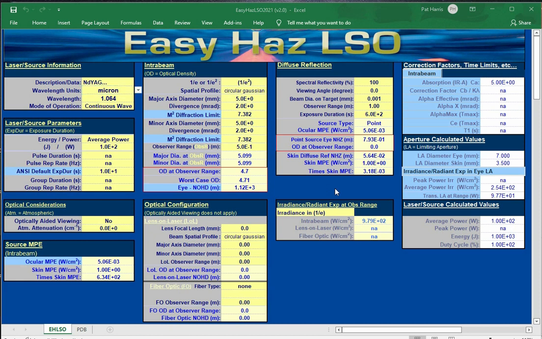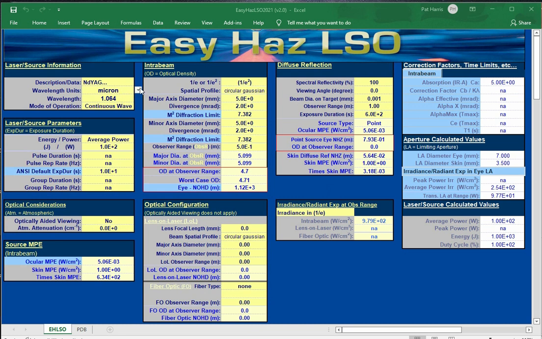We're going to look at an Nd:YAG laser running, the mode is continuous wave. So let's get started with the inputs. It's a 1.064 micron or 1064 nanometer, depends on how you want to input this. I tend to work in nanometers on this. Although I say 1.06 microns, I mostly put 1064 nanometers.